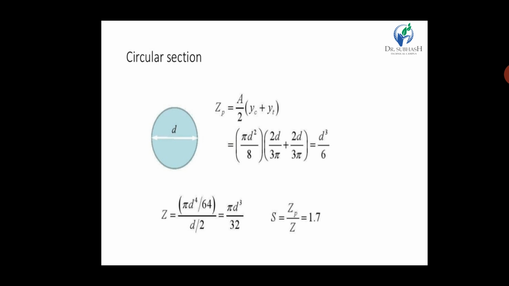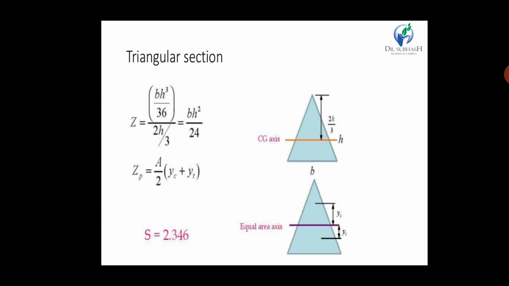So our elastic section modulus should be pi d4 by 64 divided by d by 2. So finally our Z is pi d cube upon 32, and when we calculate the shape factor Zp upon Z, it comes to 1.7 for the circular section.